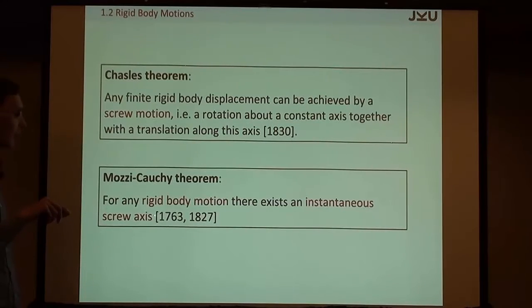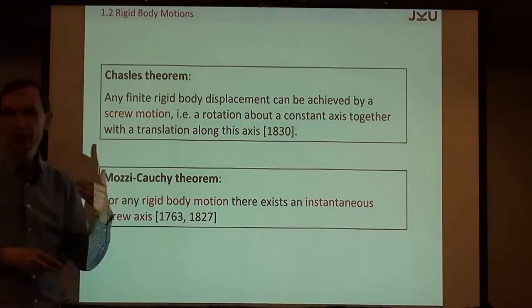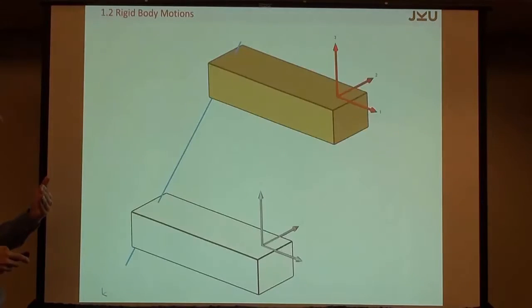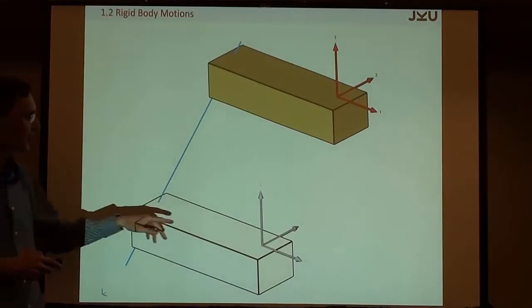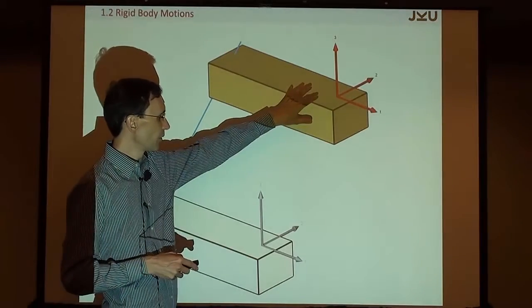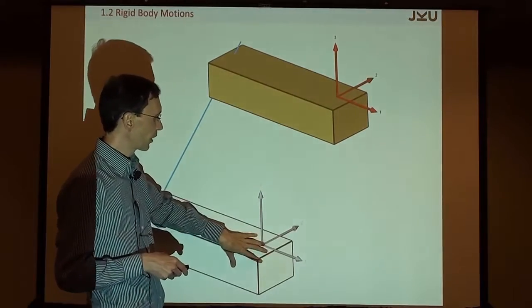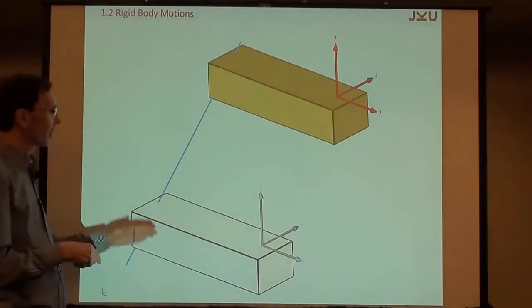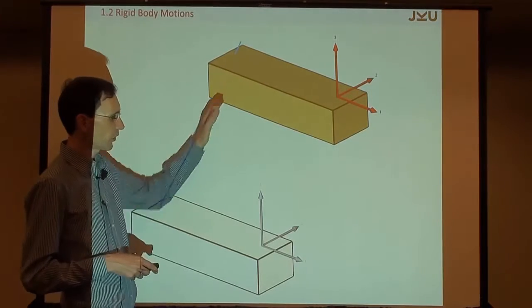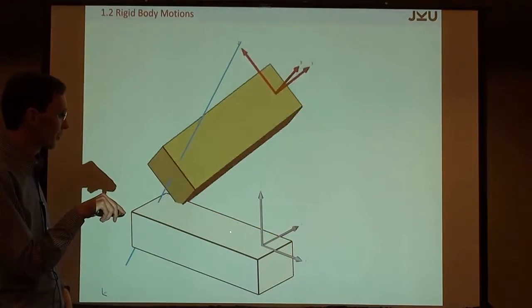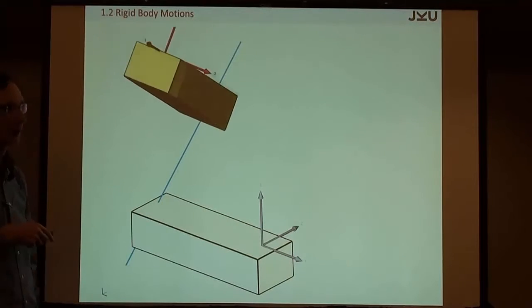And there's, of course, the Cauchy theorem. It says that it doesn't have to be a constant axis; what it says is there is an instantaneous axis. So what does Chasles' theorem allow me to do? I have an initial configuration of a body and a finite configuration of a body. And then I say, okay, what's the motion along a constant screw axis that transforms the initial configuration to the final one? That's Chasles' theorem.